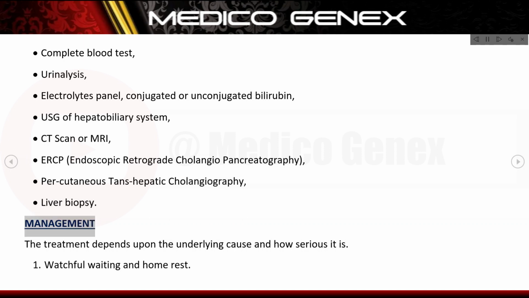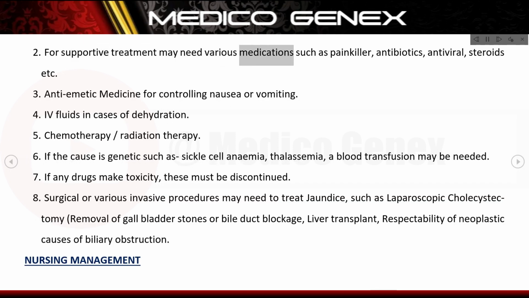Management. The treatment depends upon the underlying cause and how serious it is. Watchful waiting and home rest. For supportive treatment, may need various medications such as painkillers, antibiotics, antivirals, steroids etc. Antiemetic medicine for controlling nausea or vomiting. Fluids in cases of dehydration. Chemotherapy, radiation therapy. If the cause is genetic, such as sickle cell anemia or thalassemia, a blood transfusion may be needed. If any drugs cause toxicity, these must be discontinued.